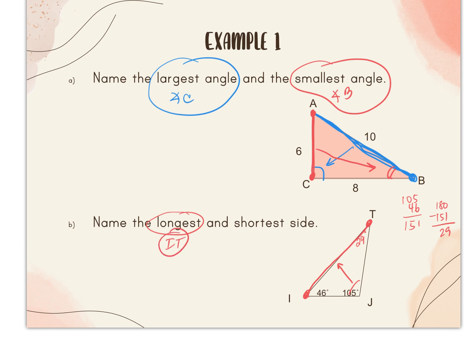Okay? And then the shortest side is going to be opposite the smallest angle. The smallest angle is angle T, which is 29. So the opposite side of that, IJ, is going to be the shortest side. So again, you find all three angles first. Find the three, and then make your decisions based on the smallest angle and the largest angle.